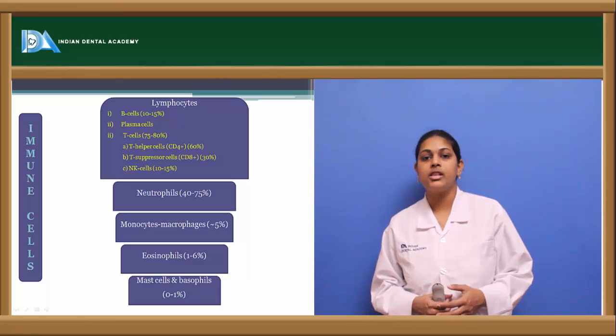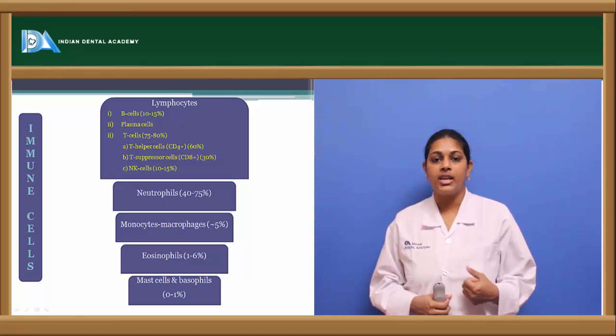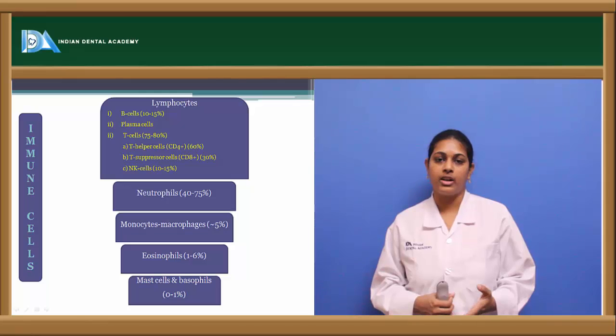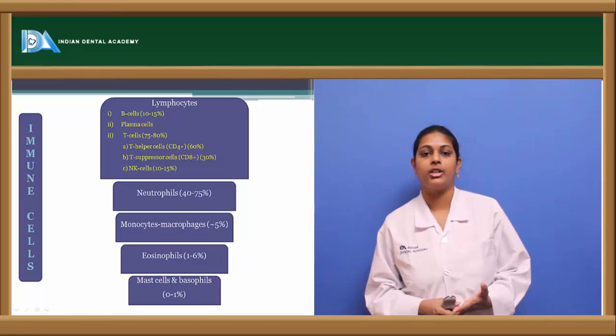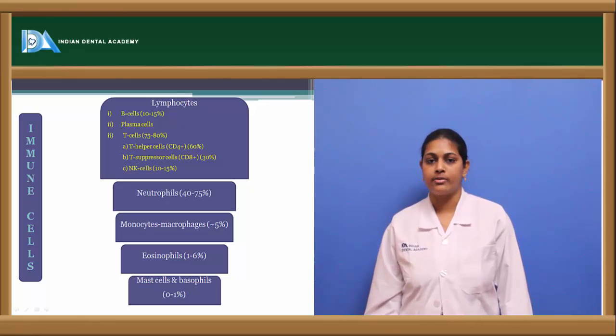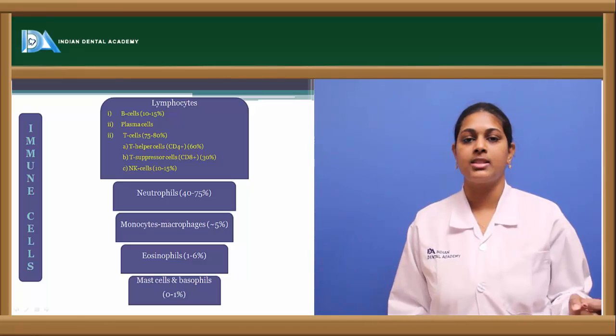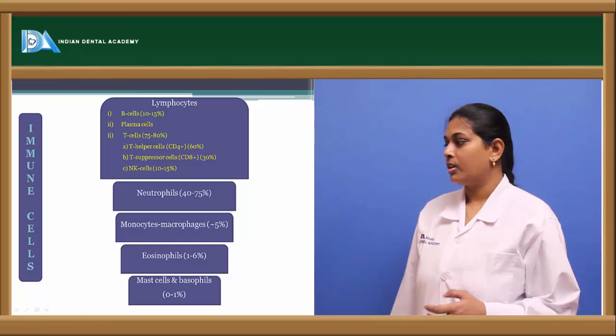Coming to the neutrophils, these are also cells which have certain granules within them. When these cells get activated on exposure to an antigen, they release enzymes known as lysosomal enzymes which are present within them, and they cause the lysis of the invading antigen. This is the specific function of these cells of the immune system.